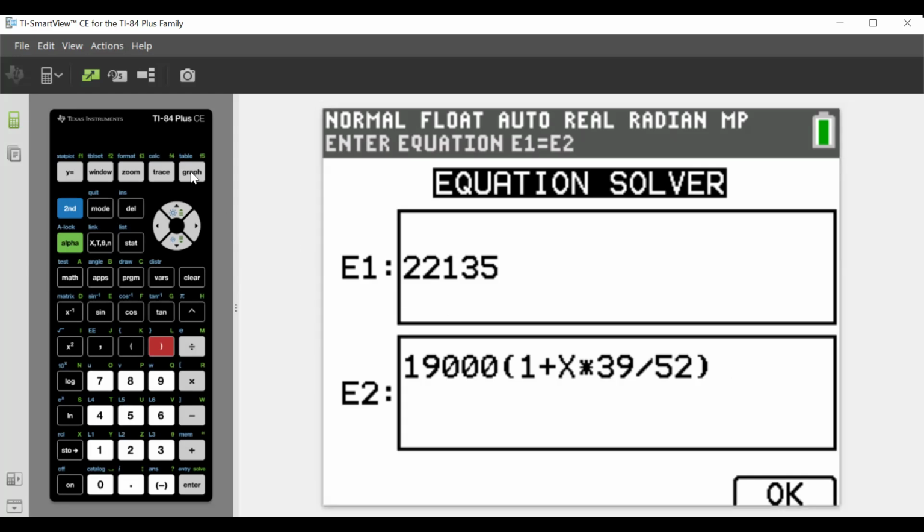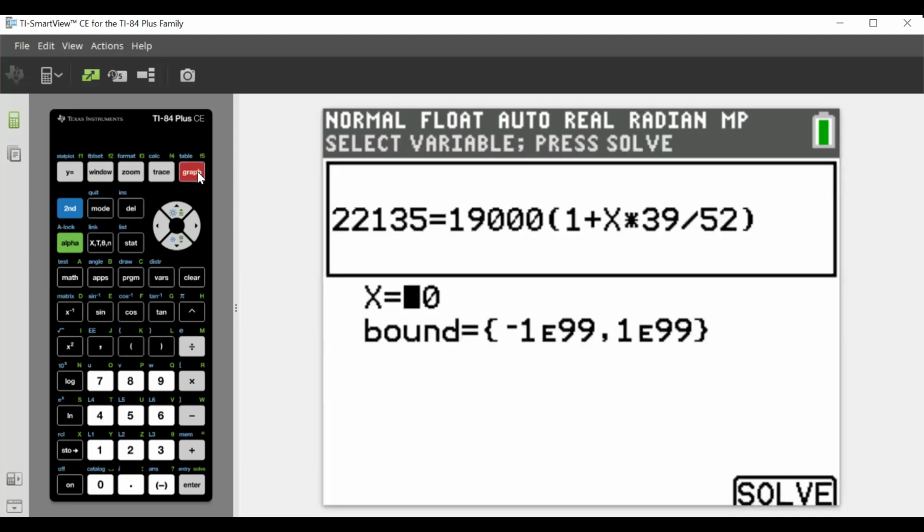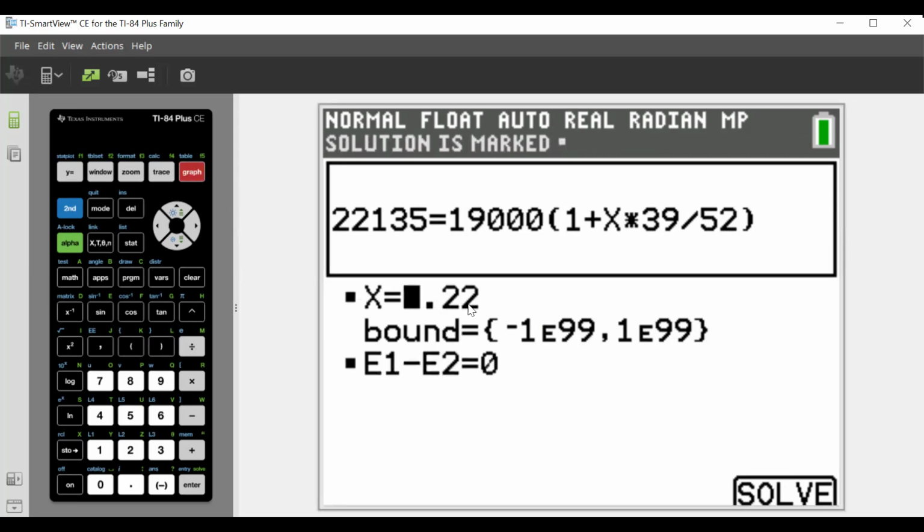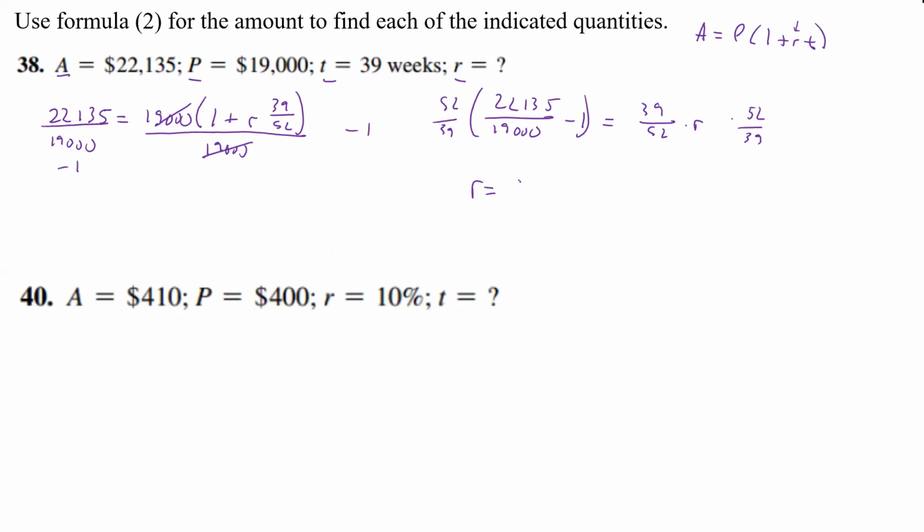So now if you had an actual calculator, this OK would be right over the graph. So we hit graph. Now we make a guess. It doesn't matter what your guess is usually, but I'm just going to leave it as it is here. And I'm going to hit graph again, and it gives me the same 0.22. So it does all the algebra for you, and you get your answer here. So in either case, we get the solution R is equal to 0.22 or 22%. Okay.